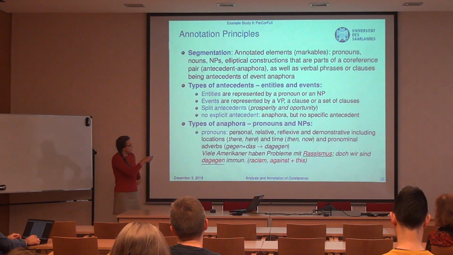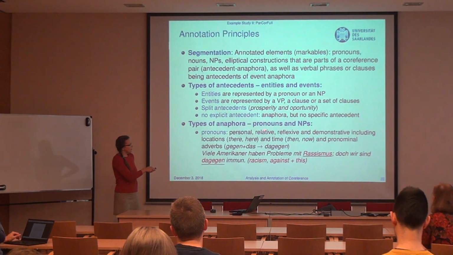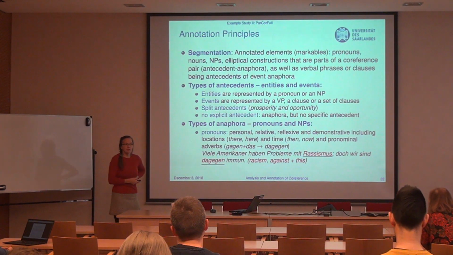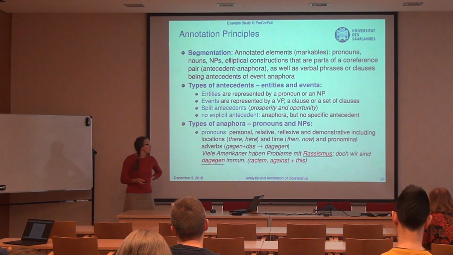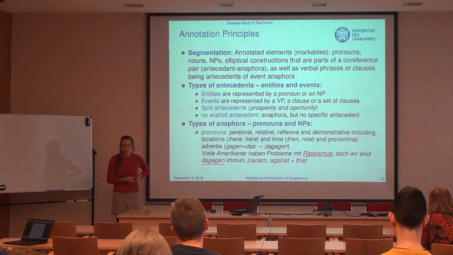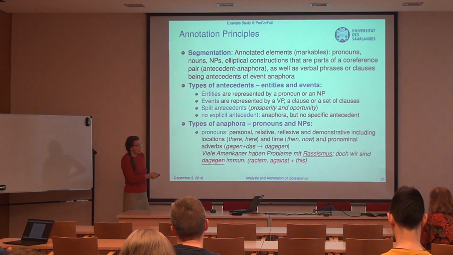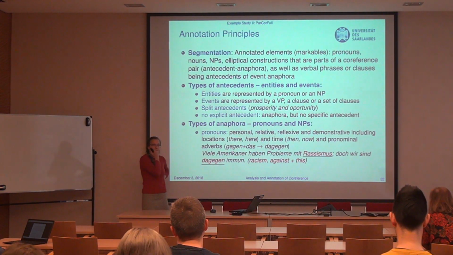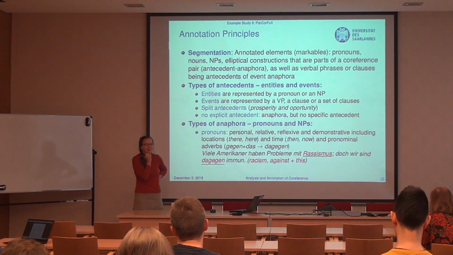For the anaphor, we have personal, relative, reflexive, and demonstrative types, including locations, there and here. For example, Saarbrücken there, Warsaw here. Time, then noun, pronominal adverbs. This is something which is very important for German. This is actually a category which exists in some other Germanic languages, I think in Dutch, but does not exist, for example, in English, sorry.